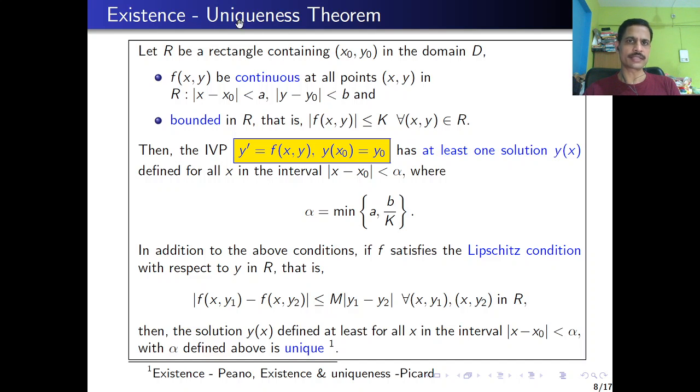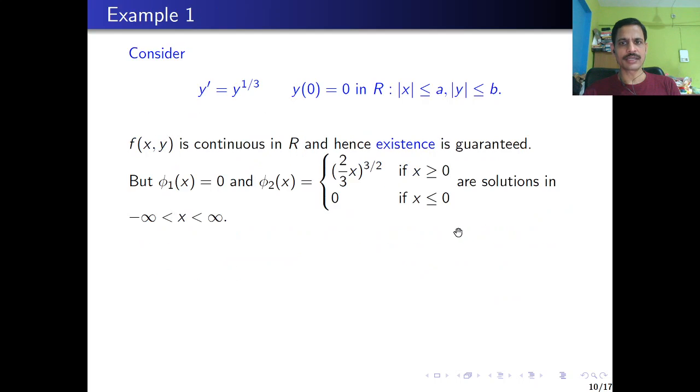Note that the existence uniqueness theorem was given by Peano and Picard. Peano had proved the existence theorem, and later Picard had proved existence as well as uniqueness. And part of the proof of this uniqueness theorem is through Picard's iteration, which we are discussing now.